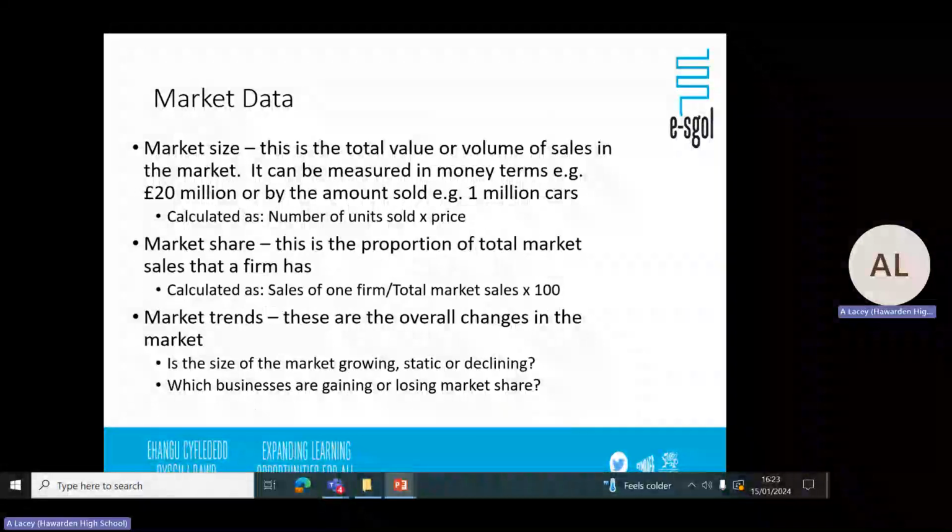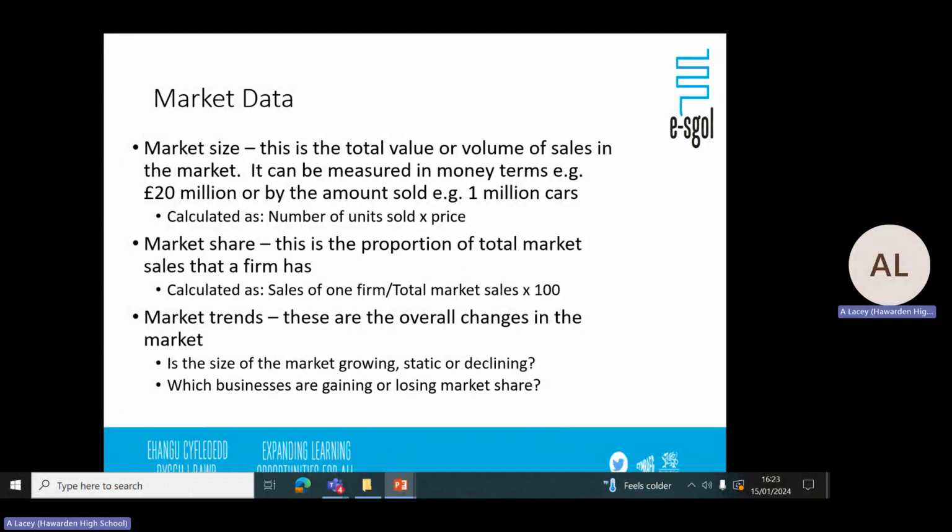Then you've got things like your market data. So your market size is a total value or volume of sales in the market, and it can be measured in money terms, so like 20 billion, or by the amount sold. So if 1 million cars are sold, and this is calculated as the number of units sold times the price.